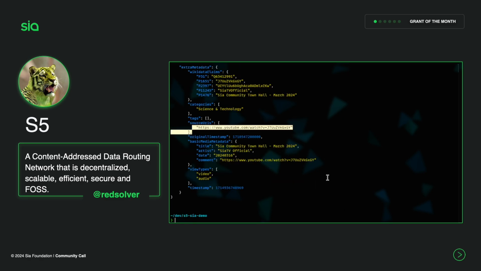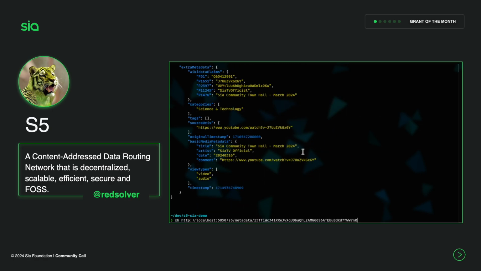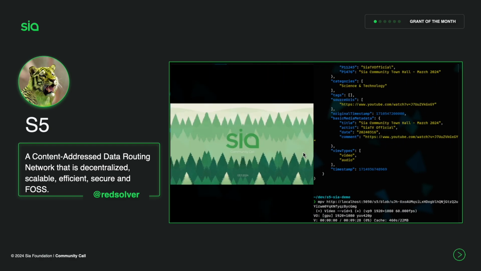Okay, so to show an example, let's just take this biggest WebM file here, which is the full HD one, copy the CID, and then you can, for example, go to /s5/blob on your local node and use something like MPV, which is a media player, to play back this video.